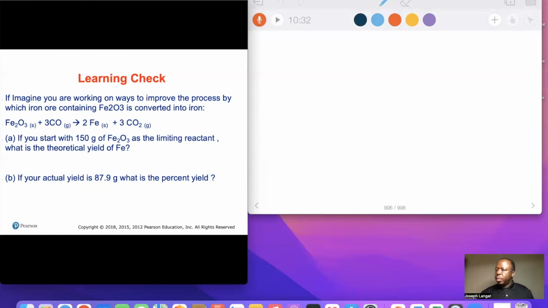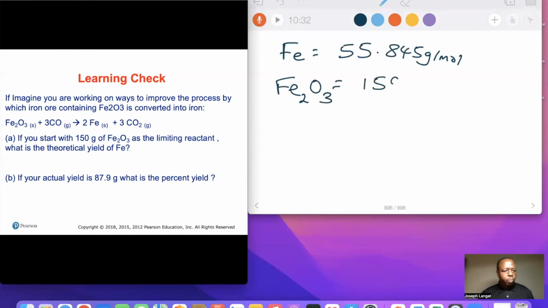At the outset, we need to find the atomic mass of iron from the periodic table. The atomic mass of iron is 55.845 grams per mole. Use the periodic table for iron(III) oxide. Its molar mass is 159.69 grams per mole. We don't need to find the limiting reagent. We know the limiting reagent, it's iron(III) oxide.